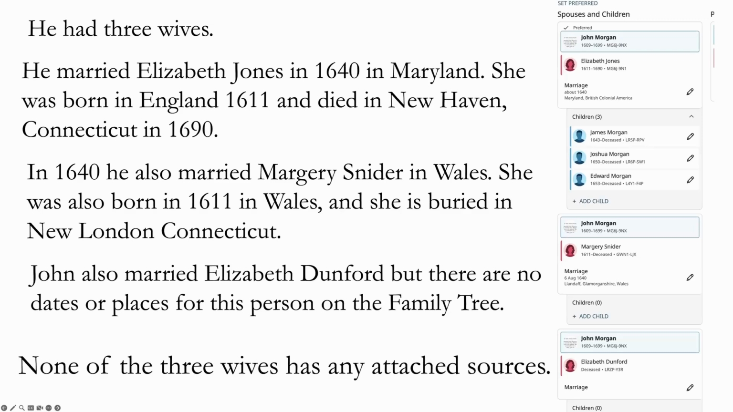By the way, none of these wives had any attached sources. So we don't know that she was born in England in 1611, and we don't know that she died in New Haven, Connecticut in 1690. We have no record that shows that.